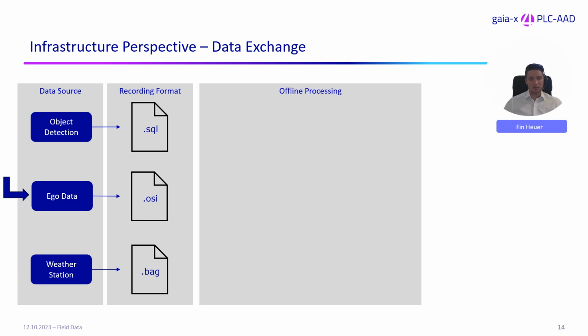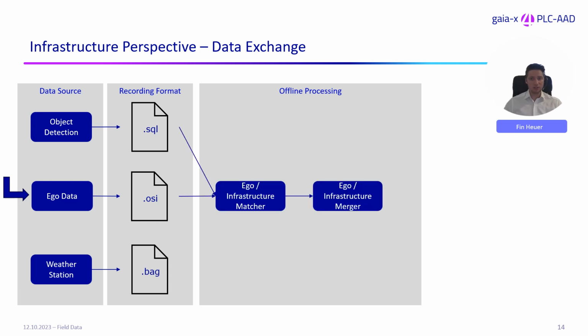We start this offline post-processing by first matching the object detection data and ego vehicle data against each other. We do this by a time-based matching, so we look at the time and the objects and match these against each other, and then we merge the data set. After we merge the data set, we post-process the information by, for example, applying filters and selecting the relevant time frames out of the data frames.